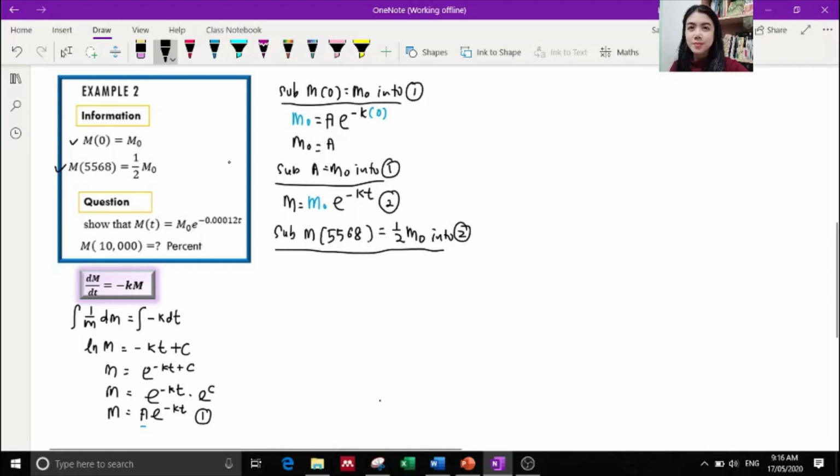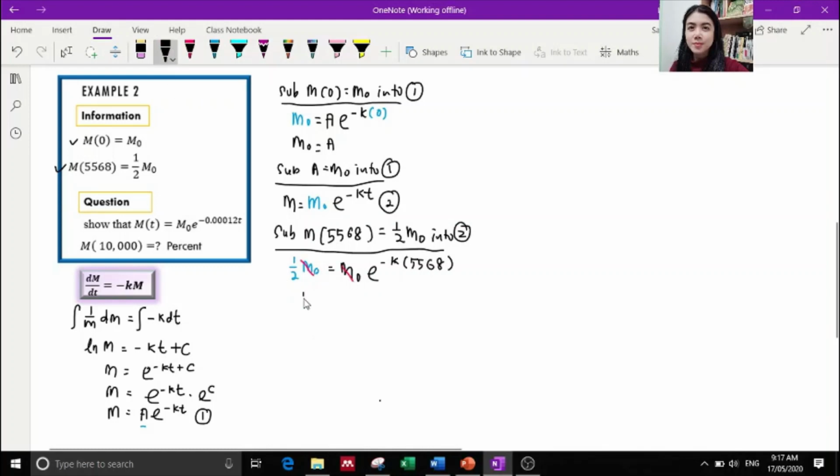Okay, so you will have that the left hand side is actually 1 over 2 M naught equals to M naught e to the power of negative K multiplied with the time. The time here is 5568. Okay, so basically you can simplify this, because the left hand side and right hand side both have the M naught, so you can cancel the M naught here. So let's just simplify it.